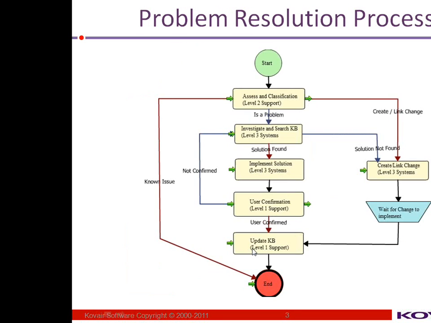The process I would like to show you is the problem resolution process. In the problem resolution process, the activities are the assessment classification. So first the problem is entered. The problem can be entered in both ways. A problem can be escalated from an incident or ticket, and the problem can be entered directly also.